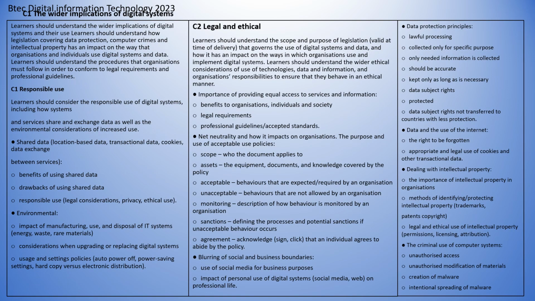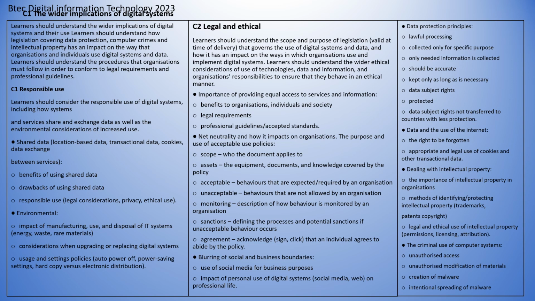C1, the final implications of digital systems. We've got how do people make sure that they're using systems safely? How do we share data? Do we want our data to be shared? How do we look after the computers with regards to their creation, their use, and then their disposal? That's the environmental considerations. And then there's the legal and ethical considerations. How do we make sure that we use the systems safely, legally, without breaking any laws?